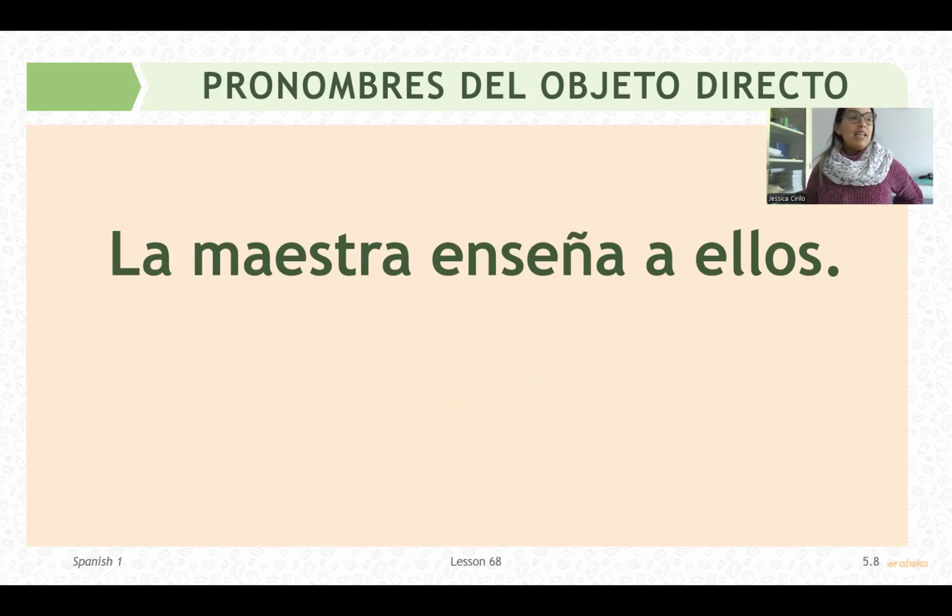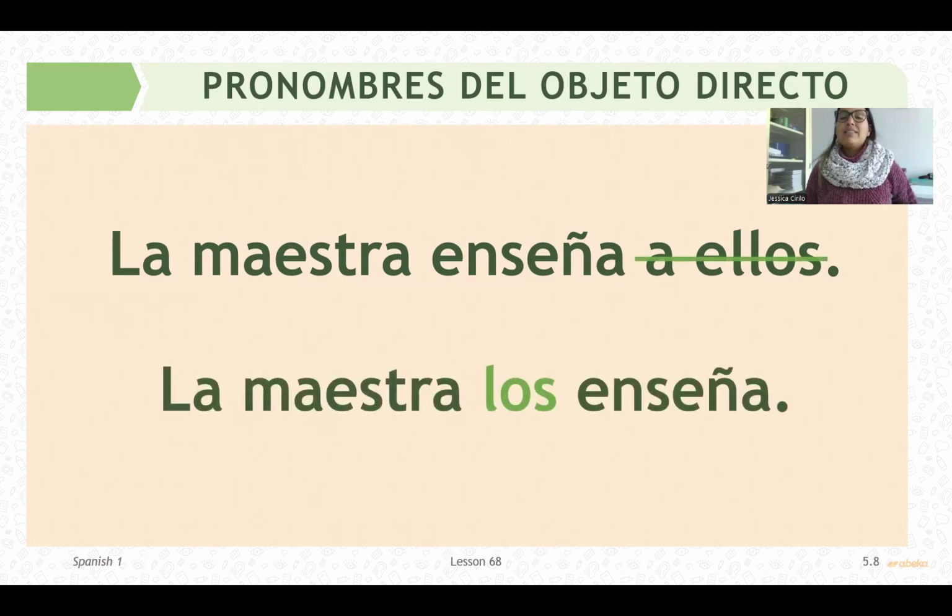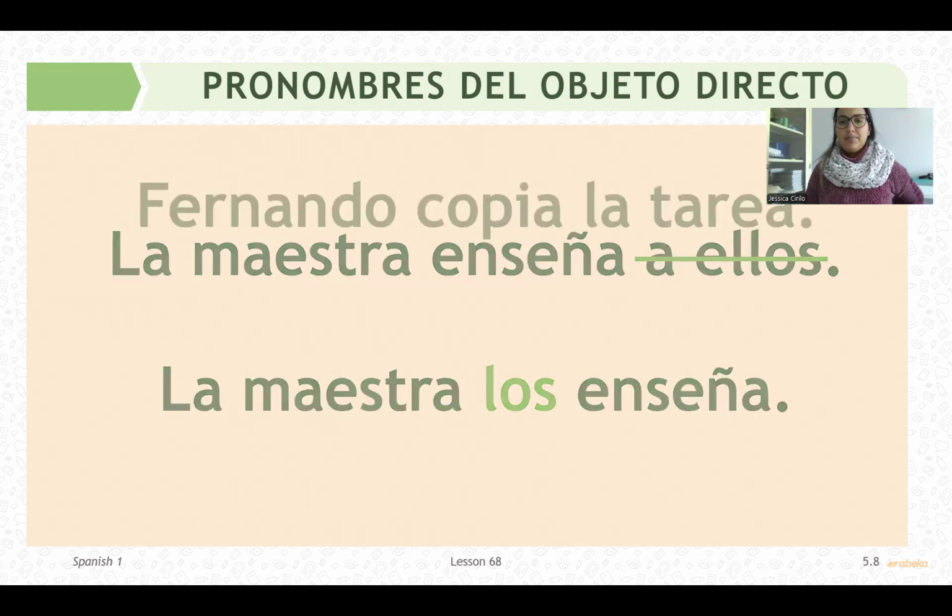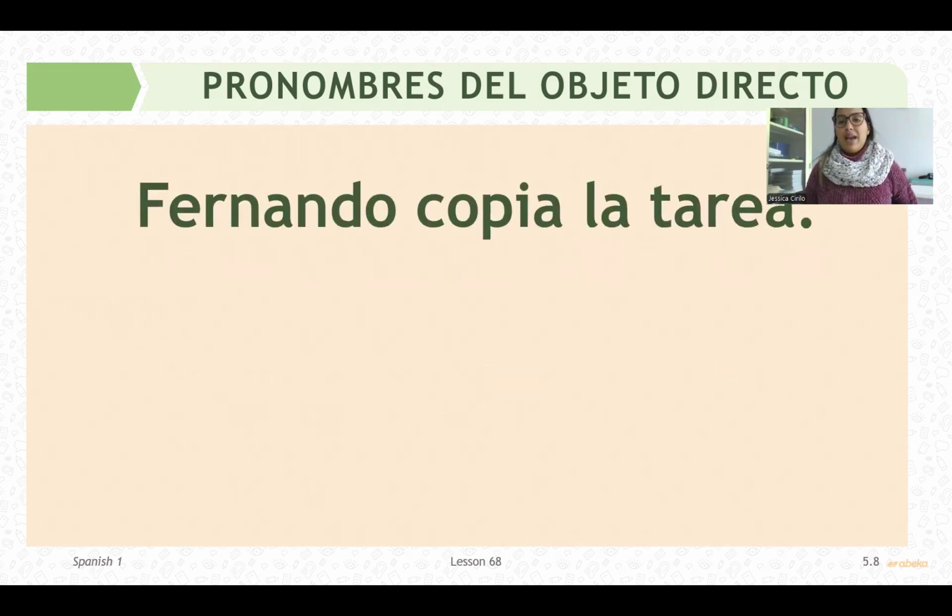Okay, so this is the example of that rule that we learned, that when the direct object is a pronoun, you have to place a pronoun before the verb, okay? So la maestra, for ellos, look at the table. For ellos, or for them, you're going to use los. So la maestra los enseña, okay? La maestra los enseña. Fernando copia la tarea.